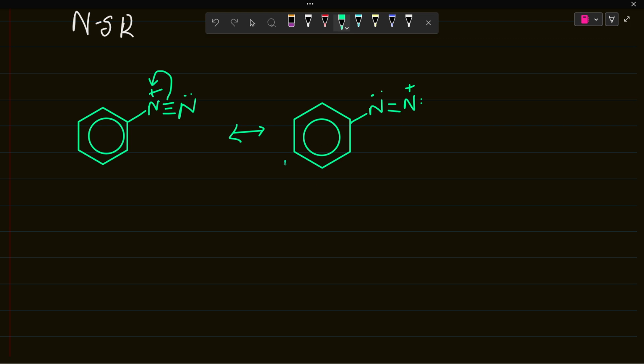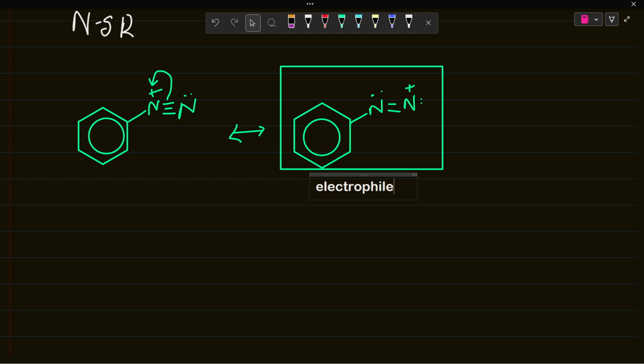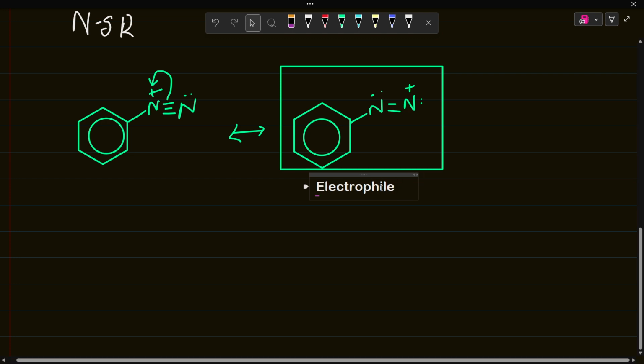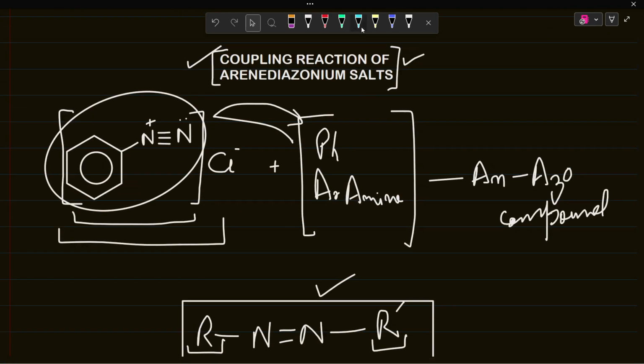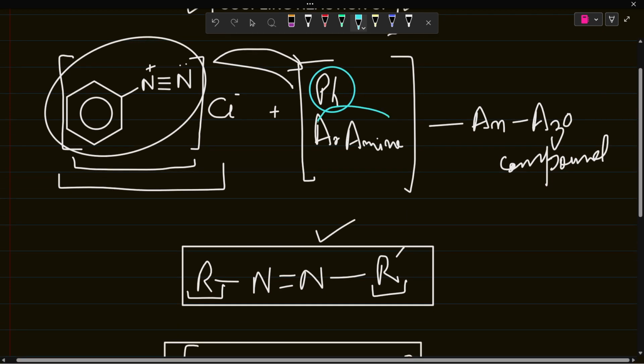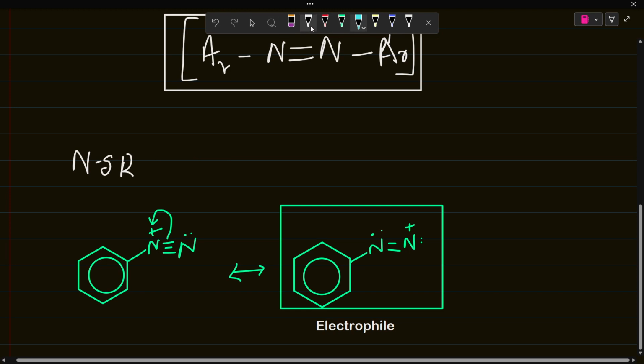Now in this reaction, this resonating structure is taken into consideration. I will show you how and where it acts. So this acts as the electrophile. Also, the second thing that we have to make sure of is that this phenol molecule or arylamine molecule is activated at its ortho position for the electrophile. I will show you what that means.